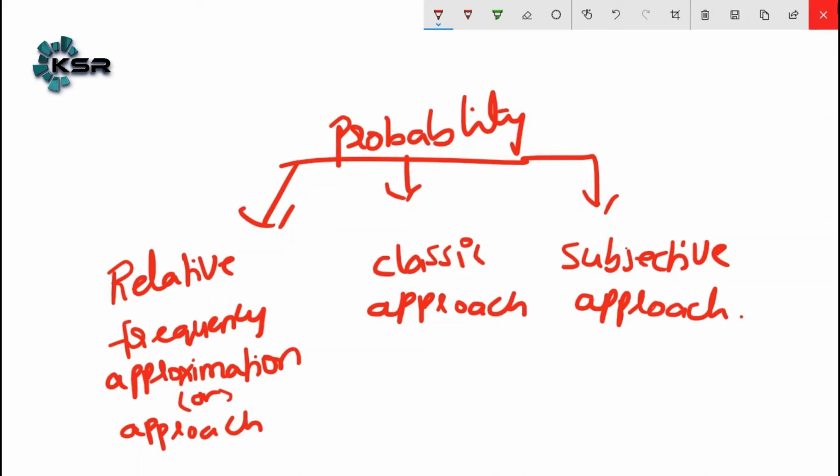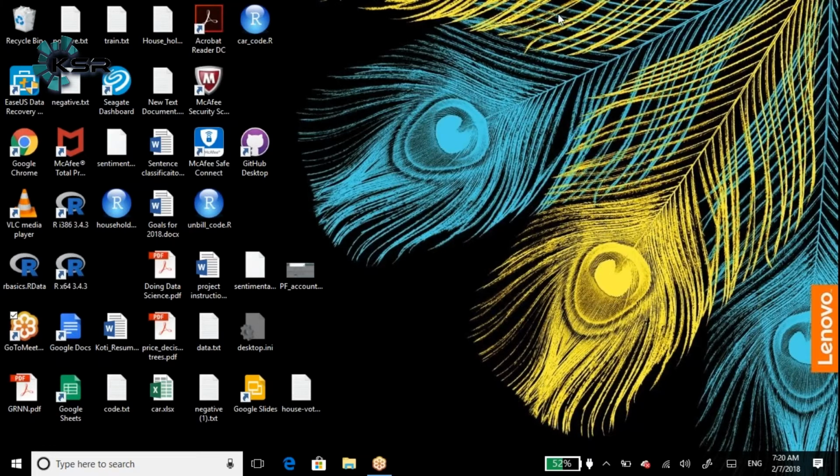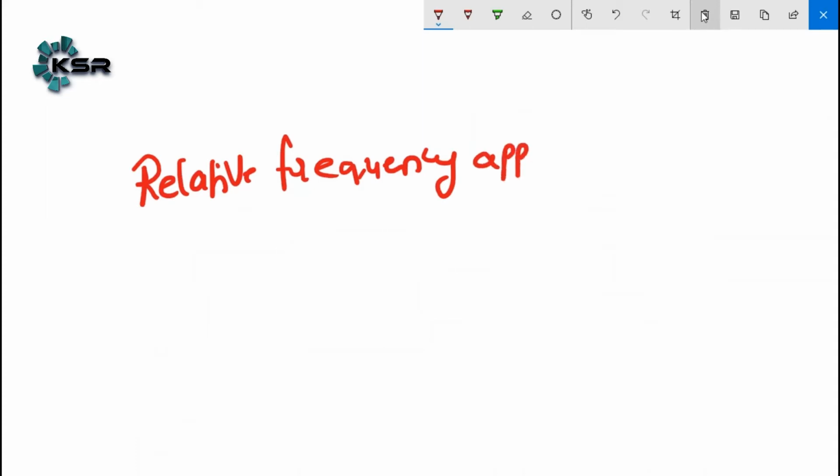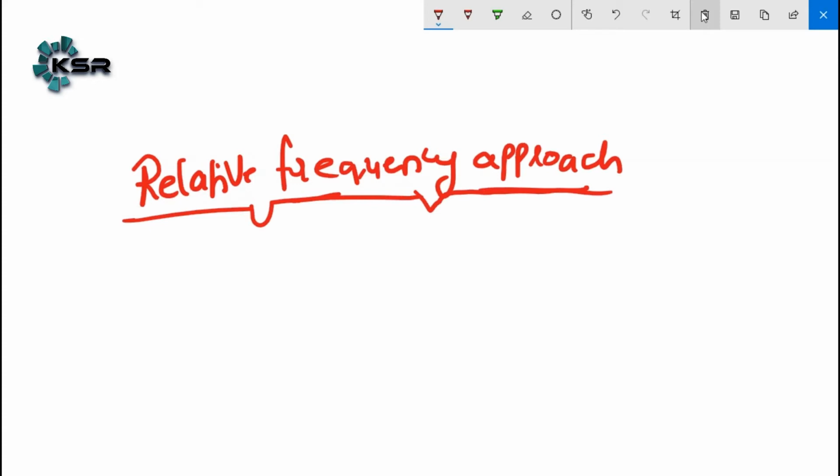Any questions, guys? Okay. Let me have a discussion about relative frequency, classic approach, and then subjective approach. First, the relative frequency approach. What do you mean by relative frequency approach?